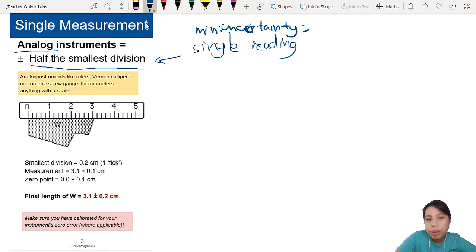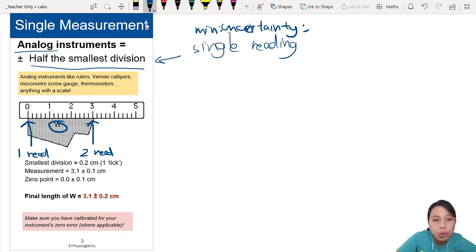Half smallest division. But ruler is a very interesting case because when you're trying to measure, let's say this W here, you're actually doing 2 readings in 1 measurement. So you put your eye here to see, that's 1 reading. Then you put your eye here again to see, that's 2 readings. So while you're making 1 measurement of W, there's 2 readings. What's the smallest division here? 0.1. Okay lah, this ruler is 0.1 cm. This first reading, you got plus minus 0.1 cm. So in the end, you will have 0.2 cm as your uncertainty for this one measurement, because there's two readings.